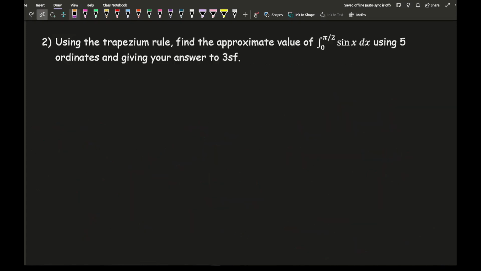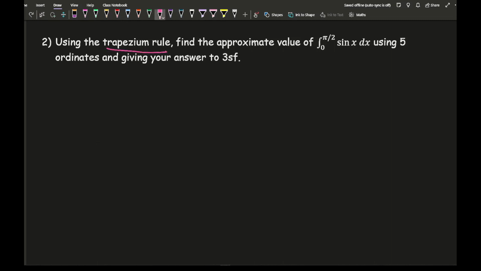So let's have a look at this second example. It says, using the trapezium rule, find the approximate value of sine x dx between the range of pi over 2 and 0 using 5 ordinates, giving your answer to 3 significant figures. Now, before we get started on this, we know straight away we've been asked to use the trapezium rule.